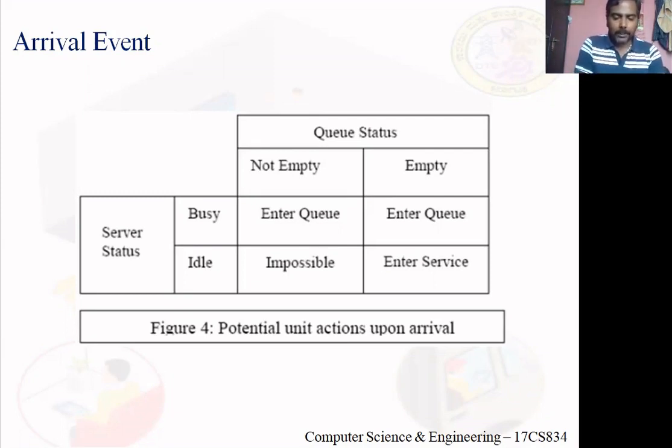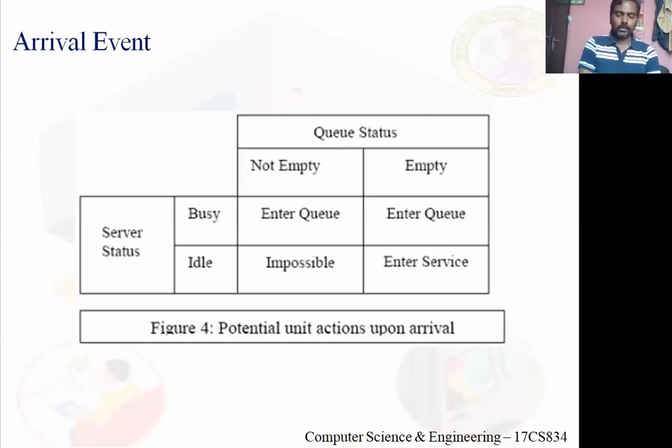When a customer arrives and the server is busy, it means presently one customer is being served. Got it? So whether the queue is empty or not, the new customer should enter the queue. That is one case. Second case, a new customer will arrive.